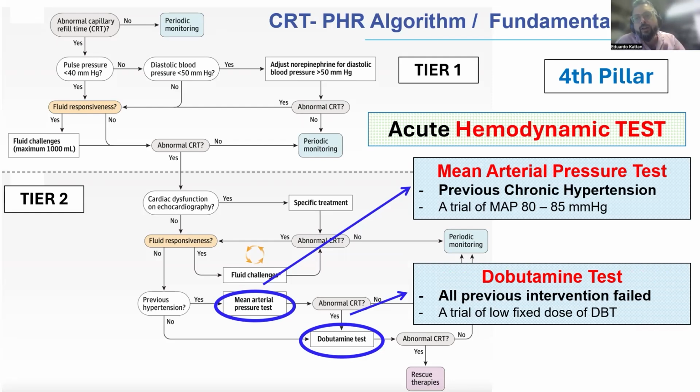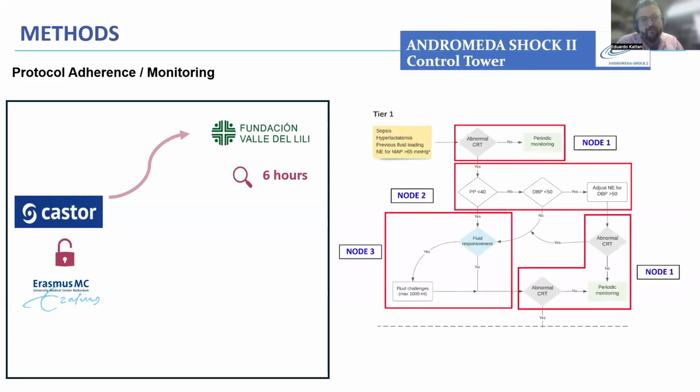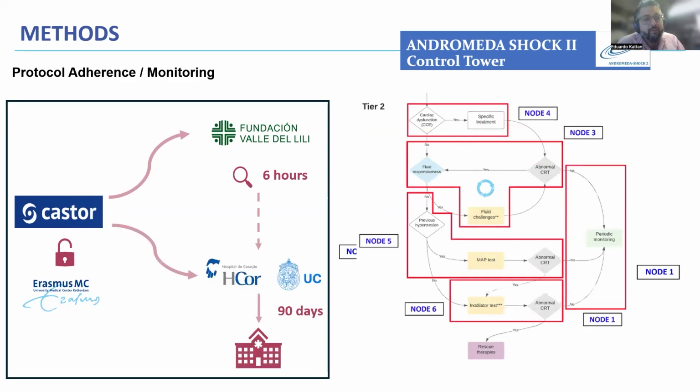And if at 1 hour either of those tests responded or not, they were continued or stopped accordingly. Also, just want to show you that we had a very tight control of adherence, and we did a lot of training. And at the 6 hour, there was a dedicated team that were looking at the interventions to see if the study participants adhered or not to the protocol. And then we did the follow-up up to 90 days.